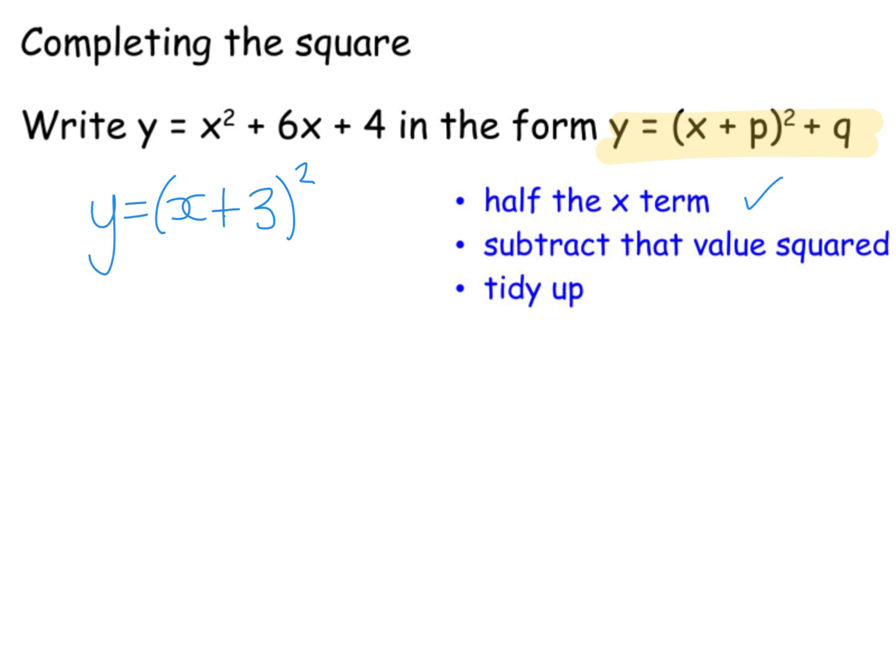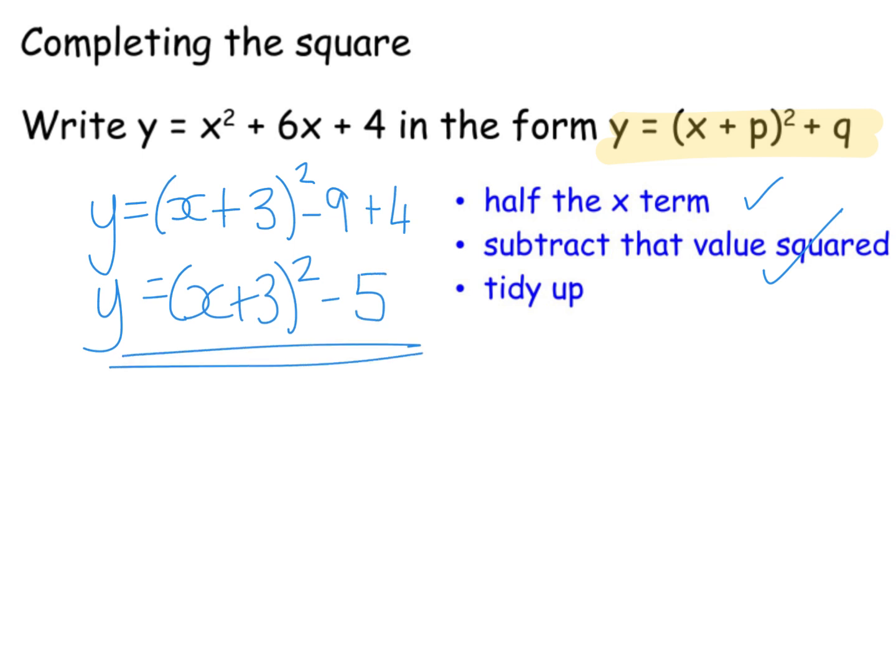Step 2, subtract that value squared. So 3 squared is 9, so you subtract 9. And then you add on this wee plus 4 that was already there. And then that's step 2 done. And then step 3 is you tidy this up. So we've got x plus 3 all squared, take away 5. So there it is in completed the square form.